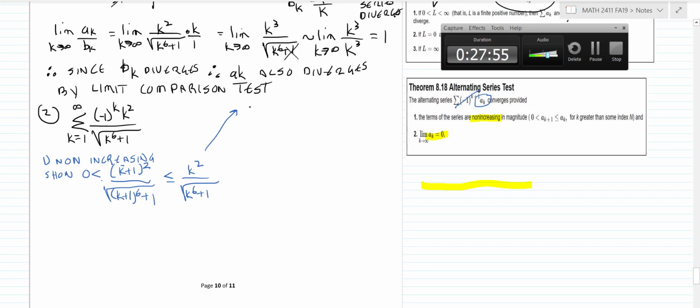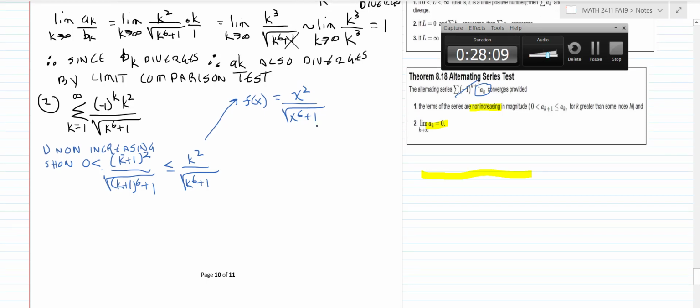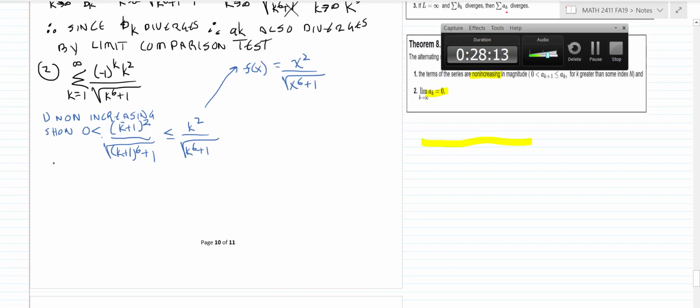Let f of x be equal to the function x squared over the square root of x to the 6th plus 1. Let's do the first derivative test and see where it takes us. So we're going to do a first derivative on this. Let's get this put together. We're going to have f prime of x, and we're going to use the quotient rule.